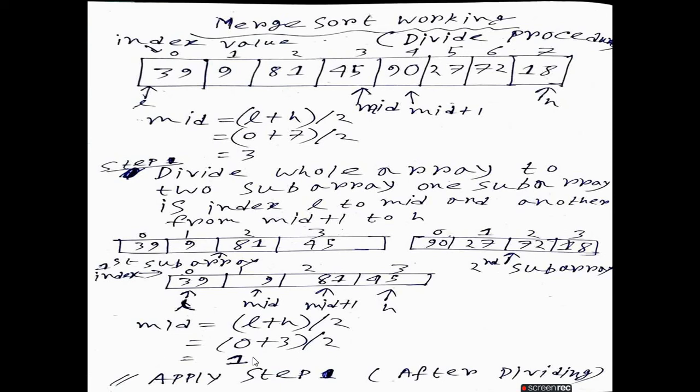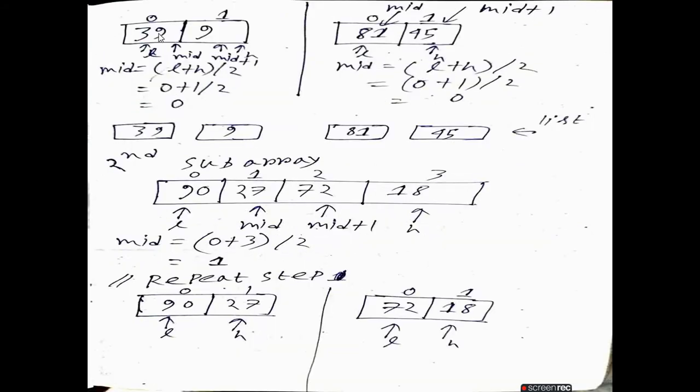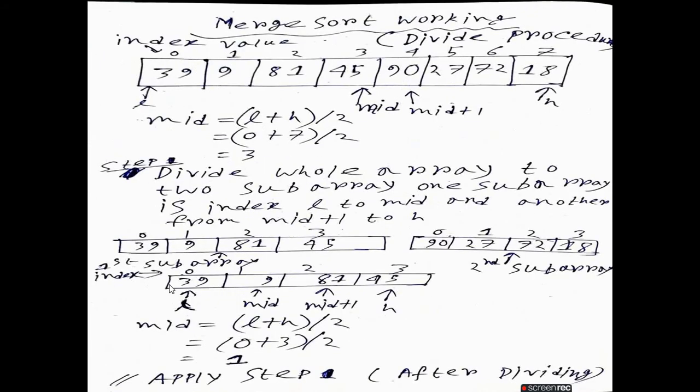Next, apply the step. We divide this array into two sub-arrays. One sub-array has two elements, 39 and 9, and the other sub-array is 81 and 45. You can check, yes, right. Again use the operation, repeat the step. That means again we are dividing.